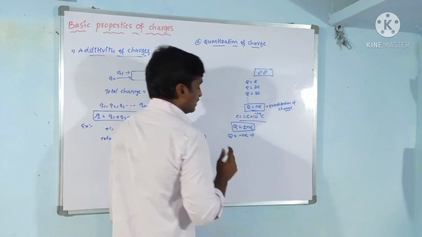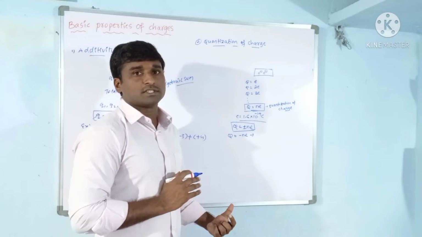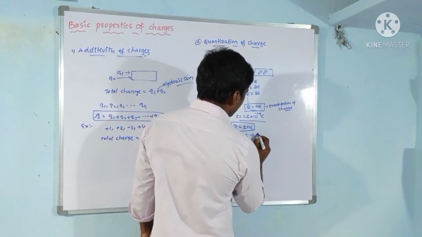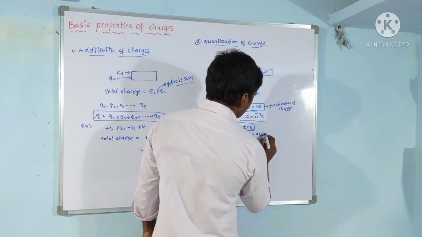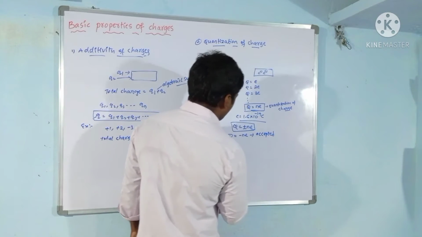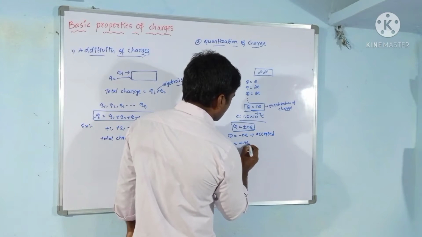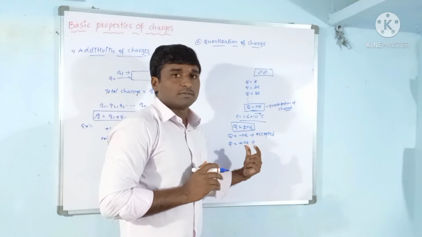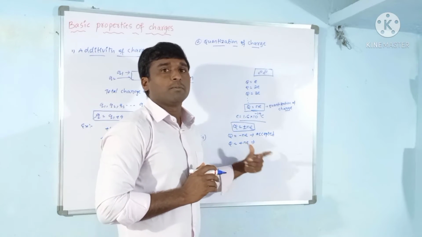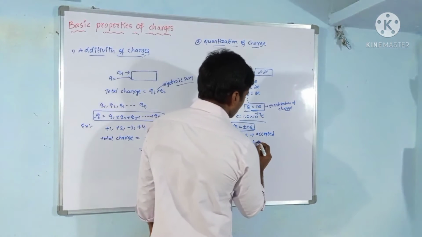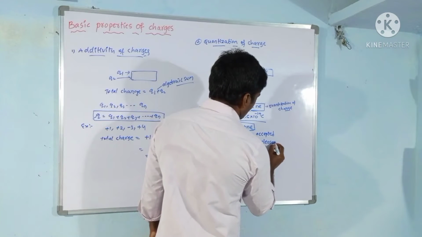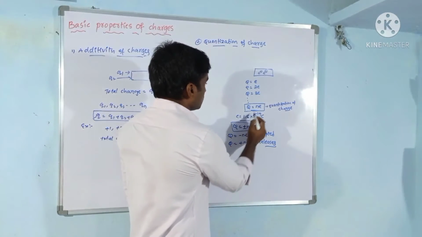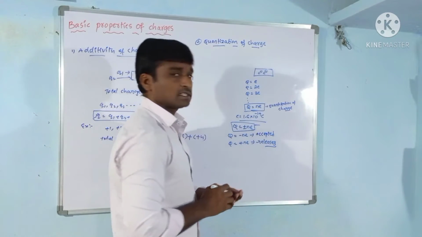That means if the body accepts the charge, if the body gains electrons, then it is negative. Suppose Q is equal to plus Ne. Plus Ne means the body releases charge, the body loses the charge. So this is plus Ne, this is minus Ne. This is Q is equal to plus or minus Ne, the quantization of charge.